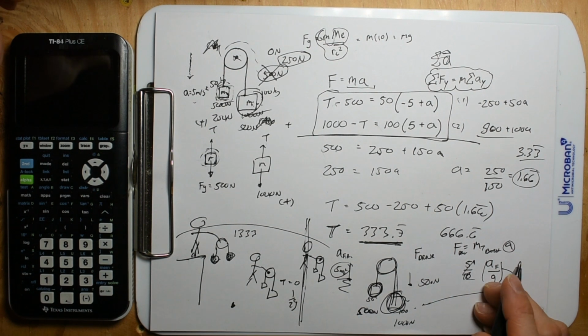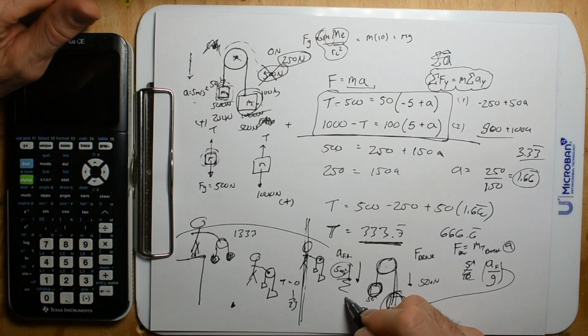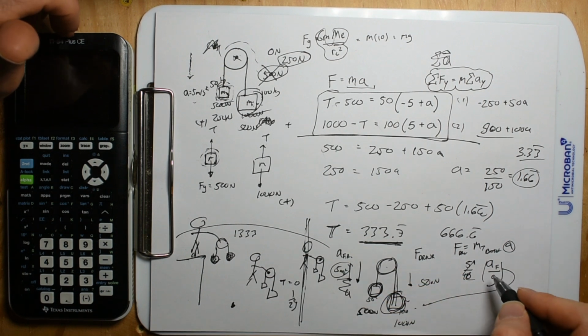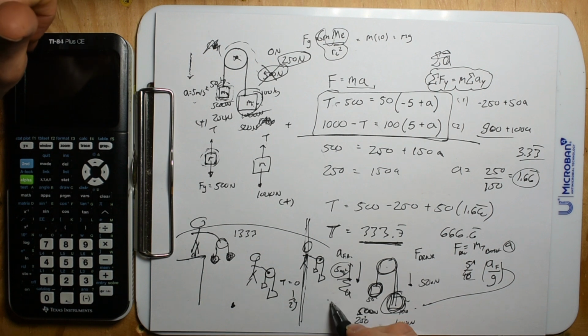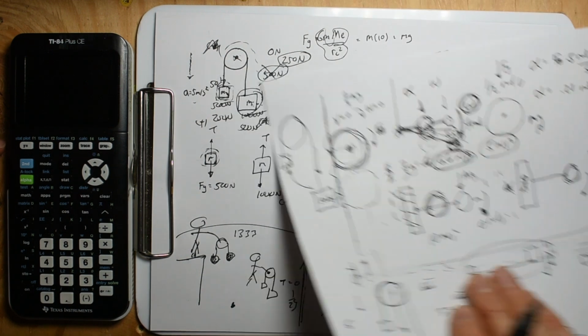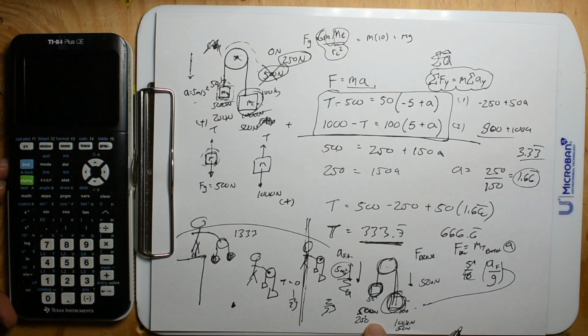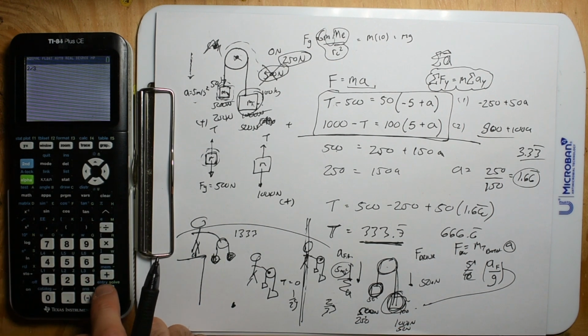And if this whole mechanism is accelerating downward at 5, well, these forces are going to be half. This is going to be 250. This is going to be 500. If this acceleration is 2/3 g, just like a rolling thing down a hill, well, now these forces are going to be different. It's going to be 2/3.